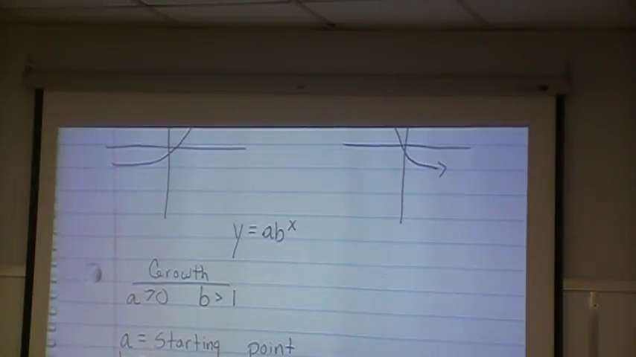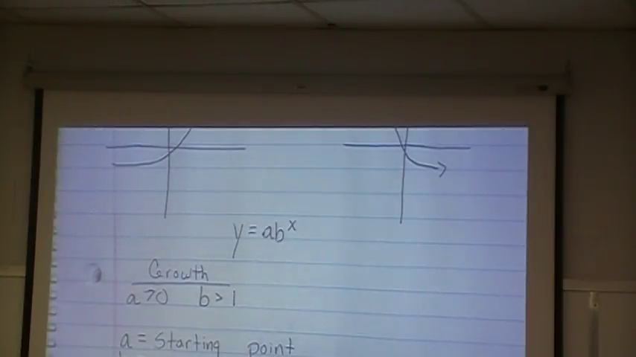Now, what we need to really make sure we understand today is what does A stand for, what does B stand for, and what does X stand for. A is your starting amount. That's how much you start with. If you invest $400, $400 is your starting amount. B is called your growth rate or your decay rate.